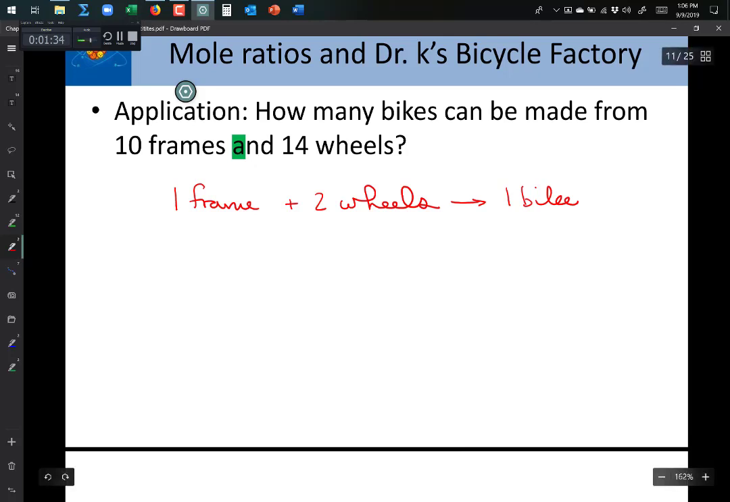Then the question says, how many bikes can you make from 10 frames and 14 wheels? Seven? How come you can't make 10? You don't have enough wheels, right? That makes sense. You're going to run out of wheels because each frame requires two wheels. How many wheels do you need to get all that done? You'd need a total of 20, right?